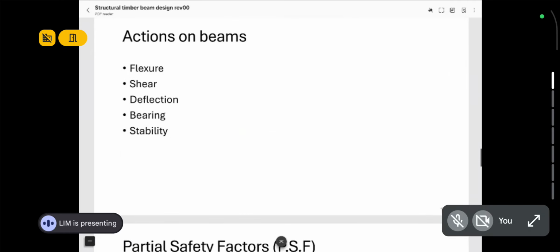But that's not the only action. If you recall from RCD or steel design, you have flexure, you have shear, you have deflection. With timber, you also have to consider bearing and stability, because quite often the timber joists or the timber beams sit on another beam. So bearing is important. You want to make sure there's enough bearing to support your beam so it doesn't just slide off.